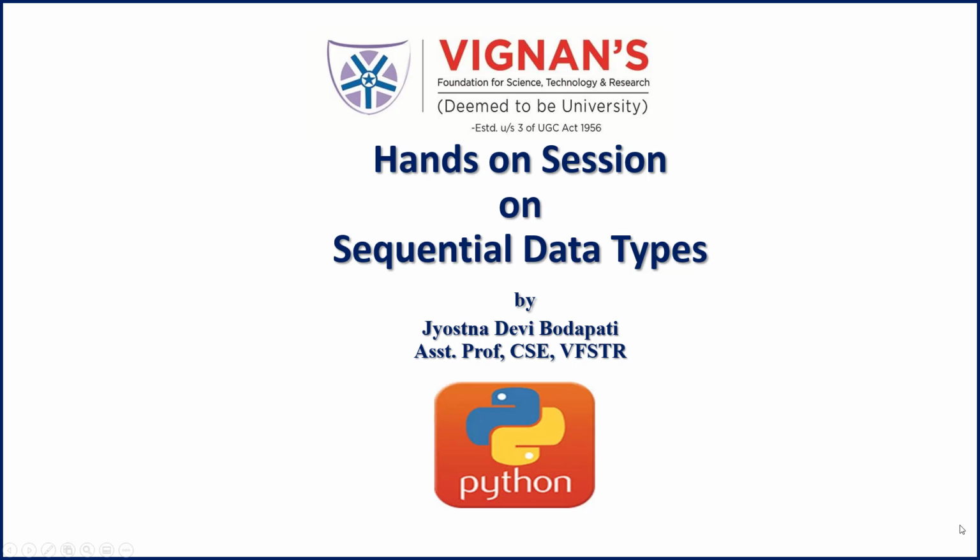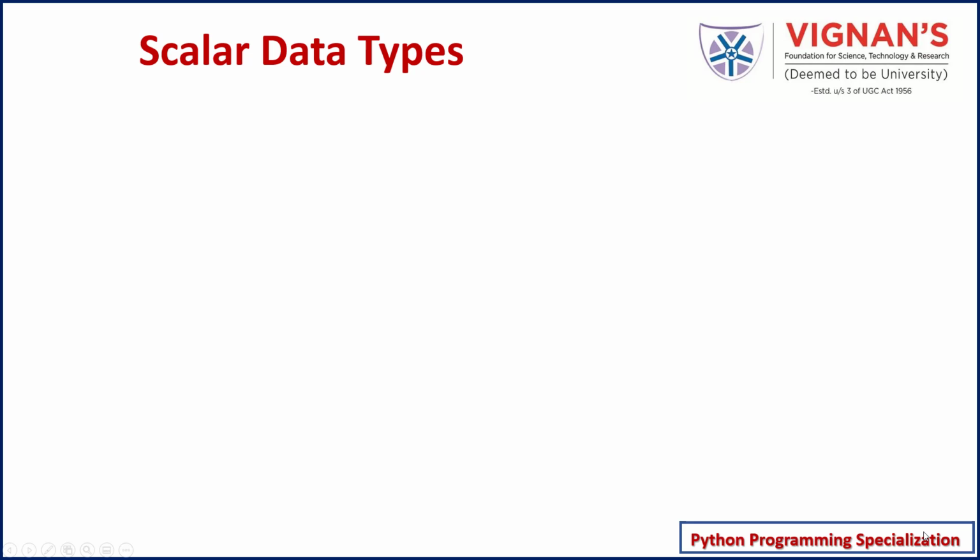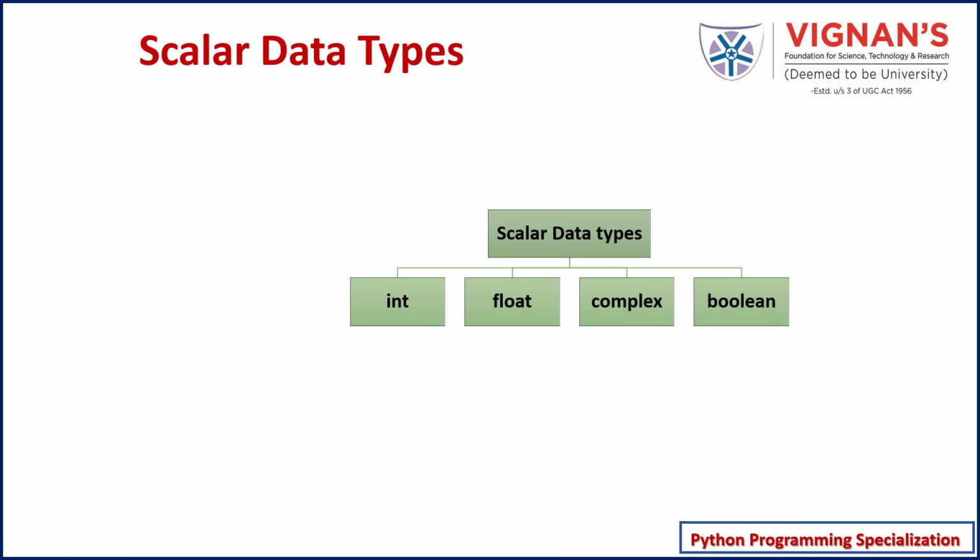Welcome to the hands-on session on sequential data types that are supported by Python. In the last video, we have seen various scalar data types that are supported by Python. Python supports 4 different data types to store scalar data values. So it supports int, float, complex and bool data types to store a single or elementary type of data.